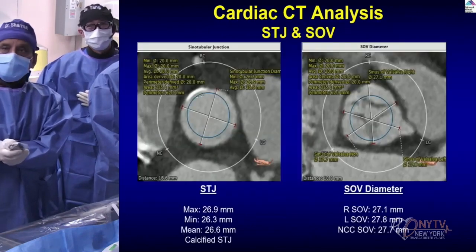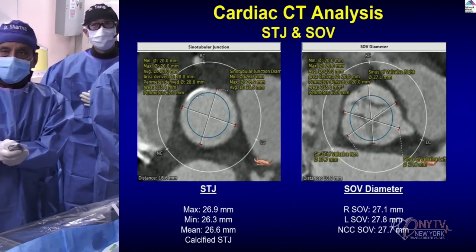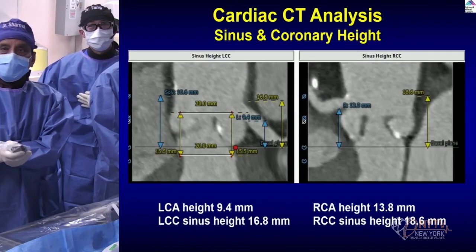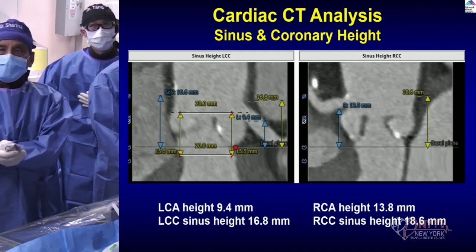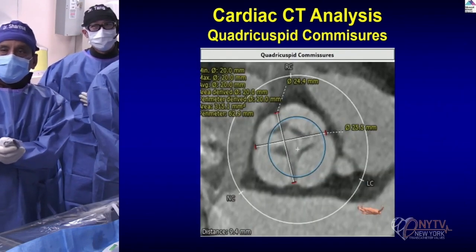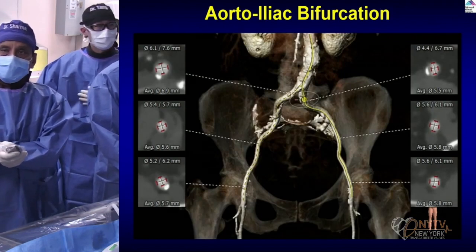Next slide. Sinuses are big. You can see that, no issues, not much leaflet calcium, which we saw. Next slide. You can see that here the root is pretty generous from a left main obstruction risk standpoint. Next slide. You can see that here again, quadricuspid commissures. Access person, do you want to comment?